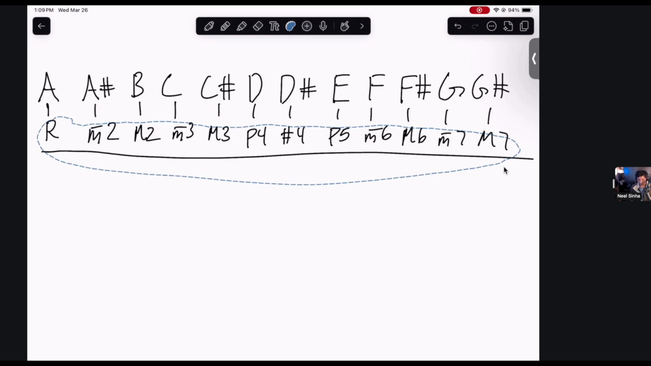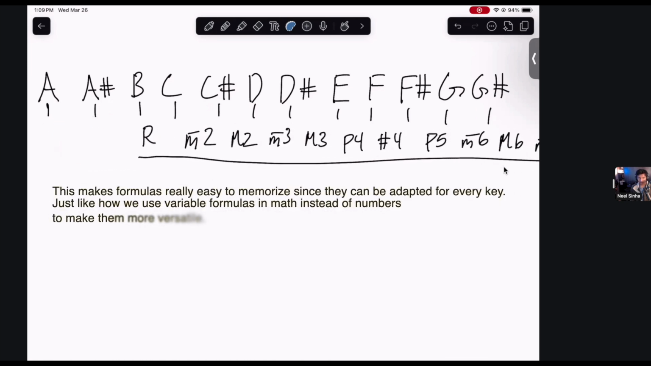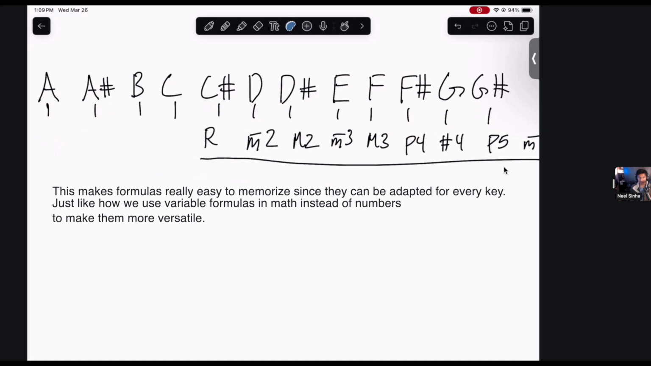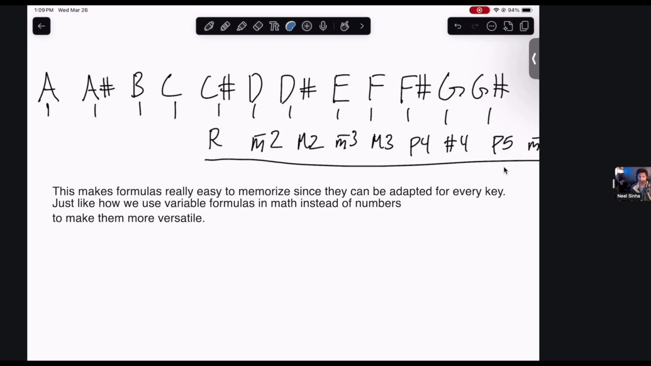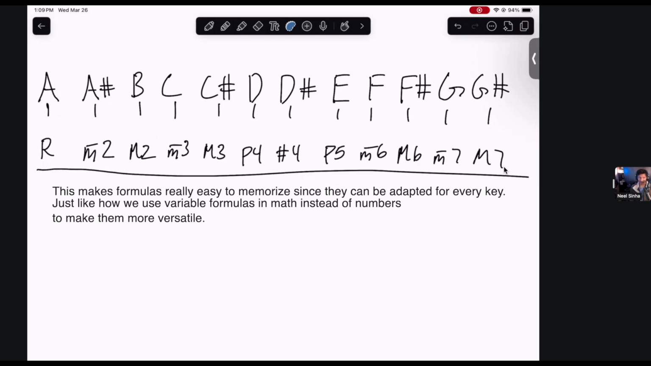What I can do is shift this wherever I want. And so now you can see wherever I shift it to, that becomes my new root, my new minor second, my new major second, my new minor third, and so on. And so that's what makes this scale so powerful.